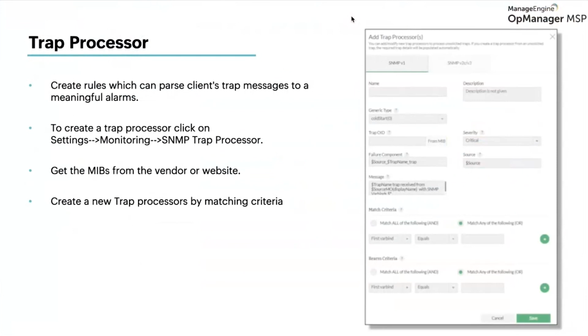So let's move to the next slide. So after script monitoring, let's look at trap processors. OpManager MSP offers a comprehensive and scalable SNMP trap processing solution. OpManager MSP waits for SNMP traps from devices on the default port number 162. This can be changed as per your requirement. So it automatically acts as a trap receiver, and based on the trap processors defined in OpManager MSP, the traps are processed and shown as alarms. So you can create rules to convert client trap messages into meaningful alarms.